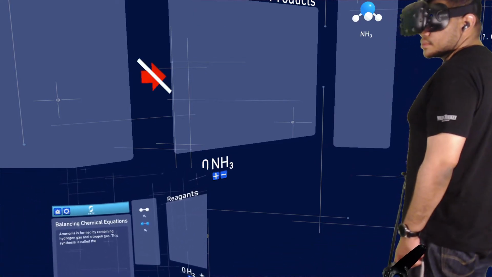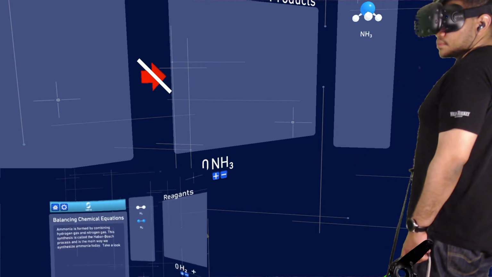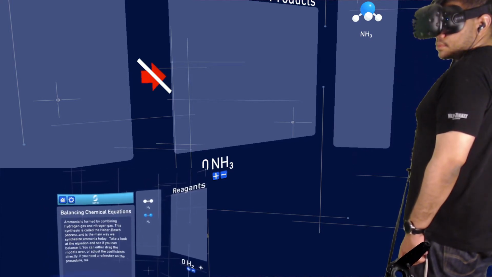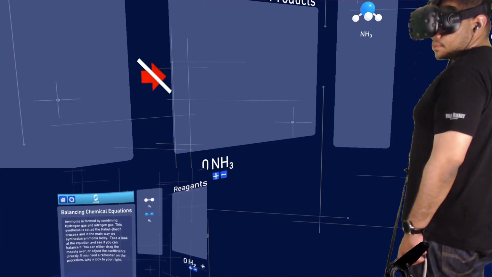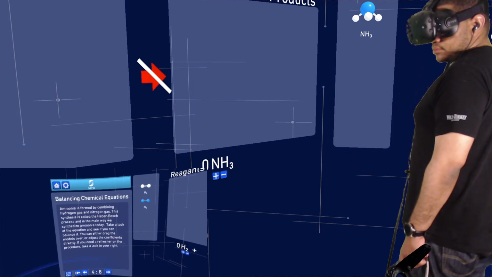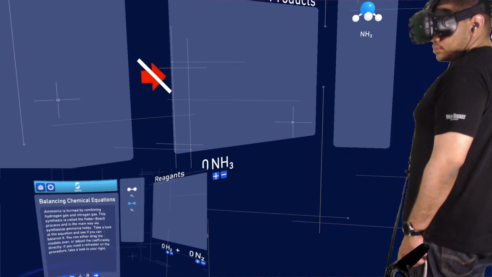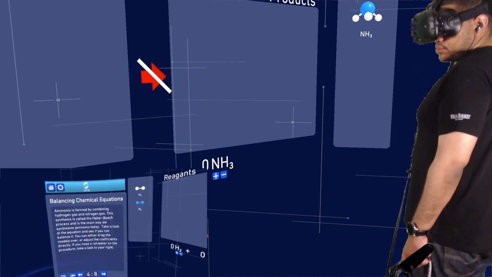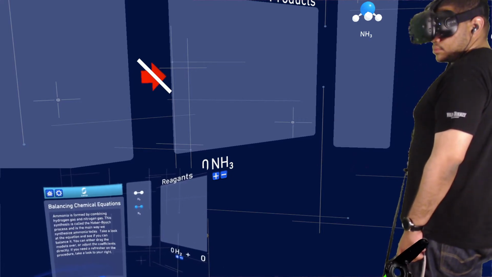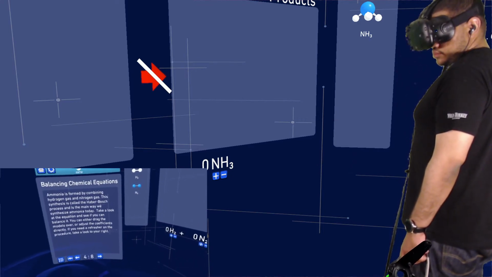Ammonia is formed by combining hydrogen gas and nitrogen gas. This synthesis is called the Haber-Bosch process and is the main way we synthesize ammonia today. Take a look at the equation and see if you can balance it. You can either drag the models over or adjust the coefficients directly. If you need a refresher on the procedure, take a look to your right.